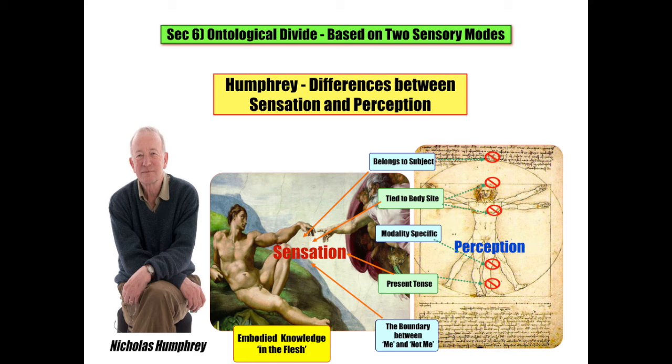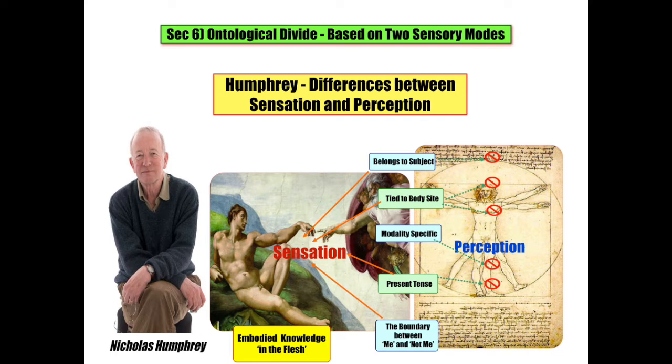Section 6. The ontological divide based on two sensory modes. In this last section, I want to argue that the ontological division between Cartesian world and Whitehead world, which I've introduced, can be related to the idea that we have two distinct channels for receiving sensory input from the external world.